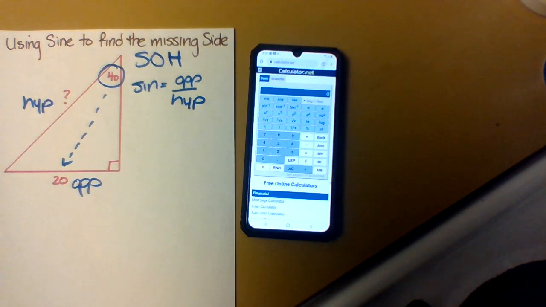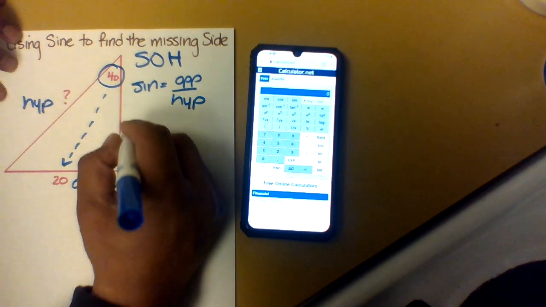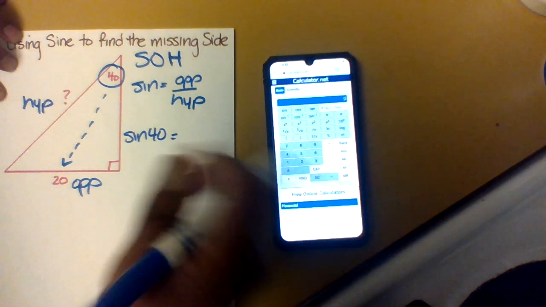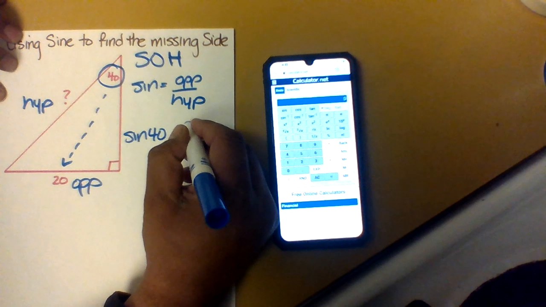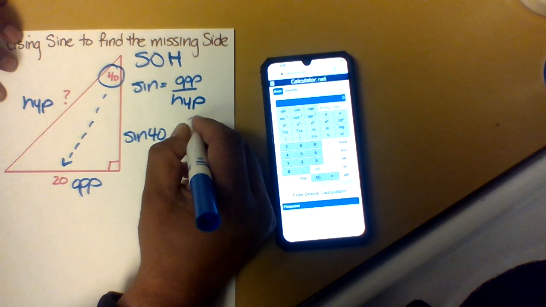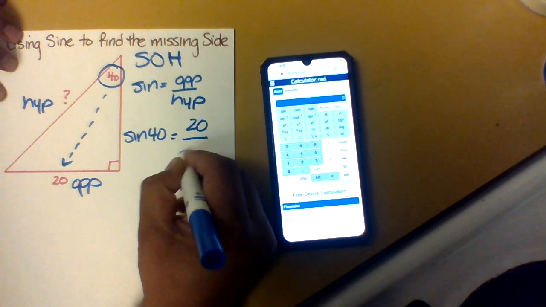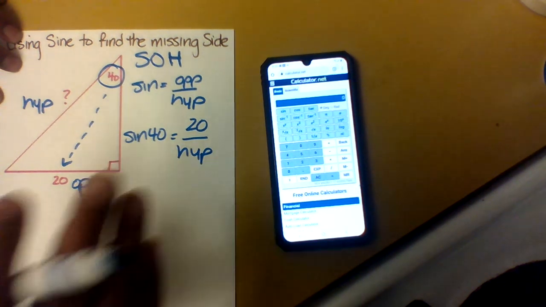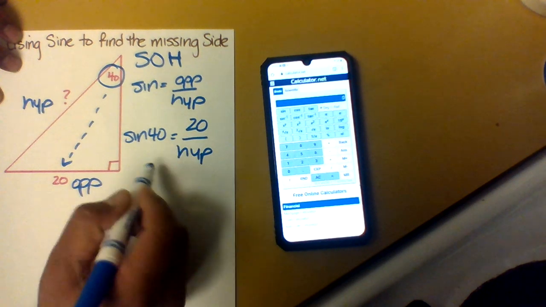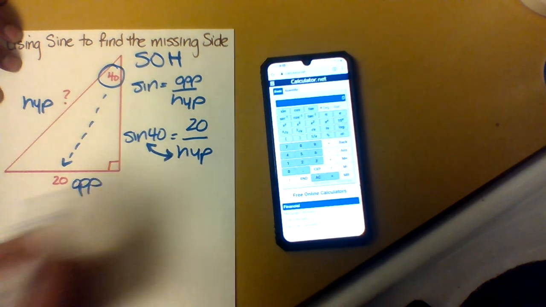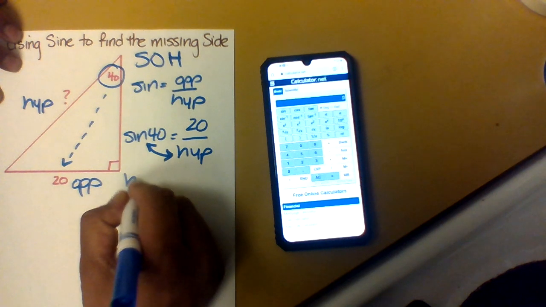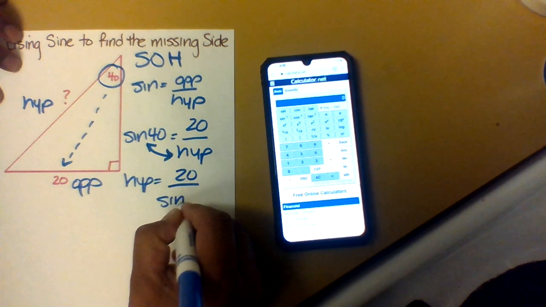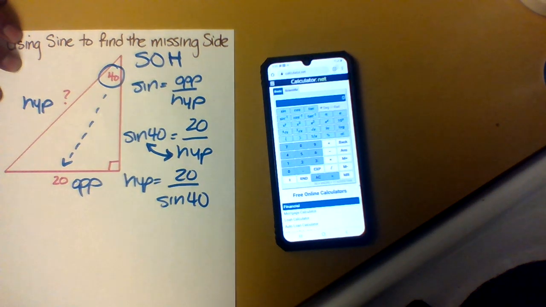So let's plug in the numbers. It's the sine of 40 equals 20 over the height. Okay? Well, now in this one, when we need to figure this out, these two can switch spots so that the height, for hypotenuse, would equal 20 divided by the sine of 40.